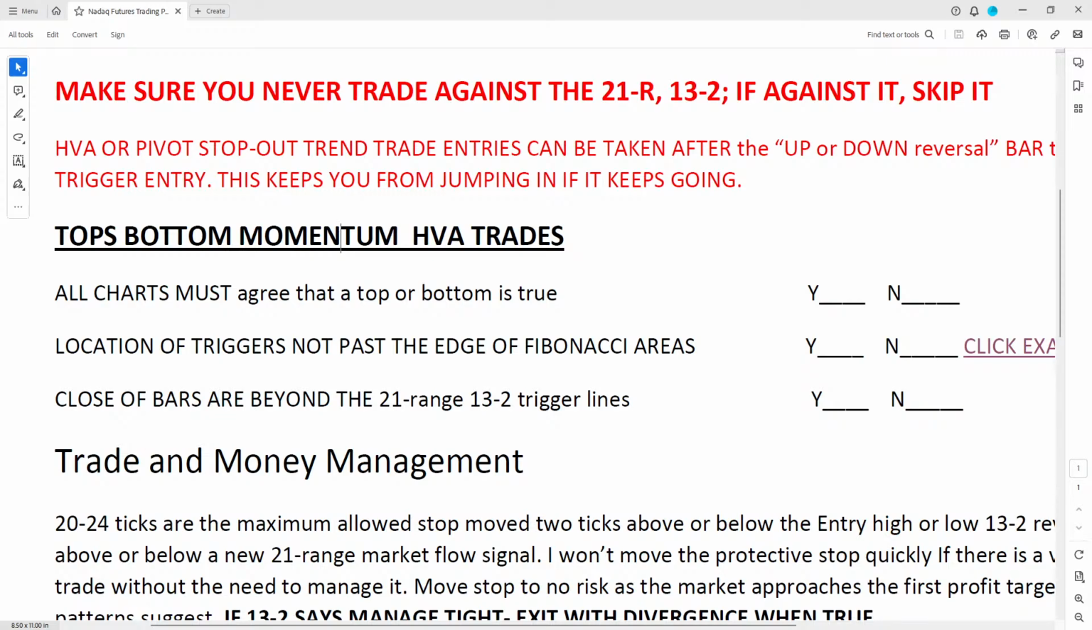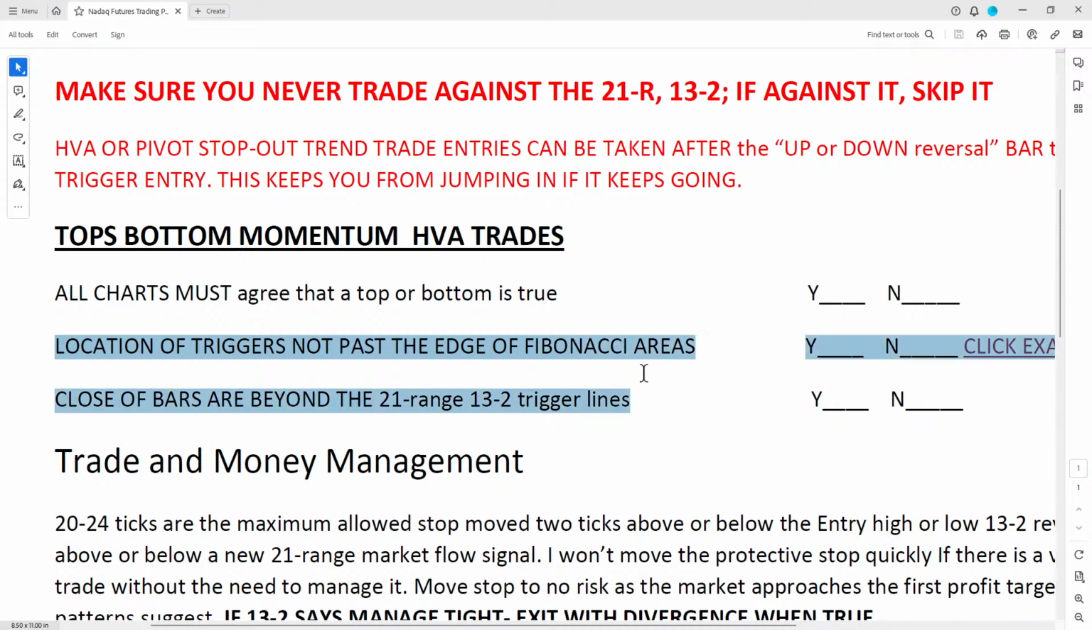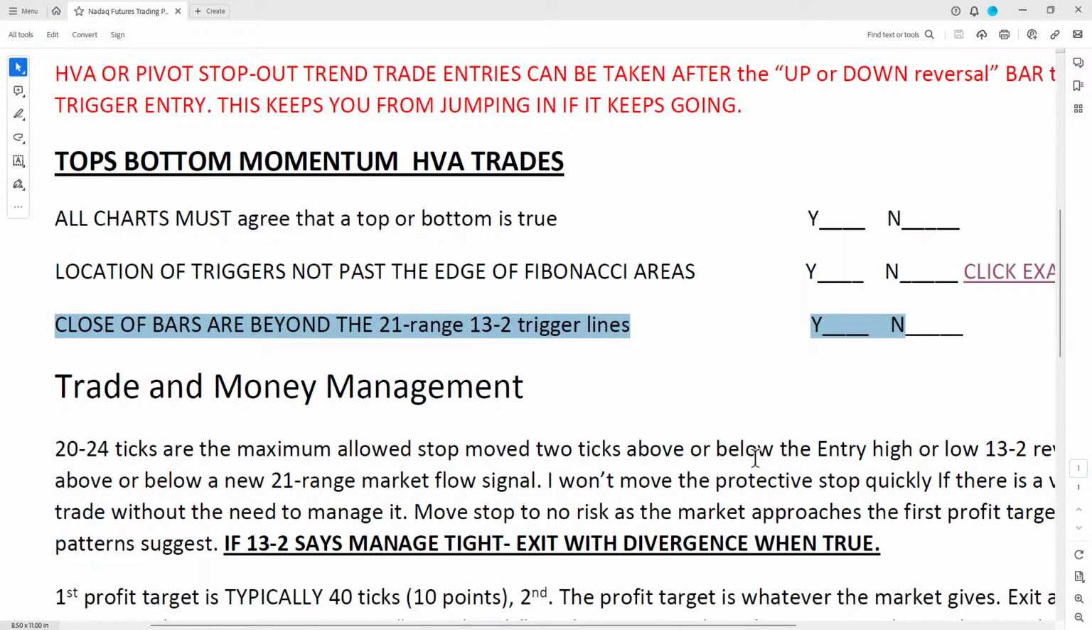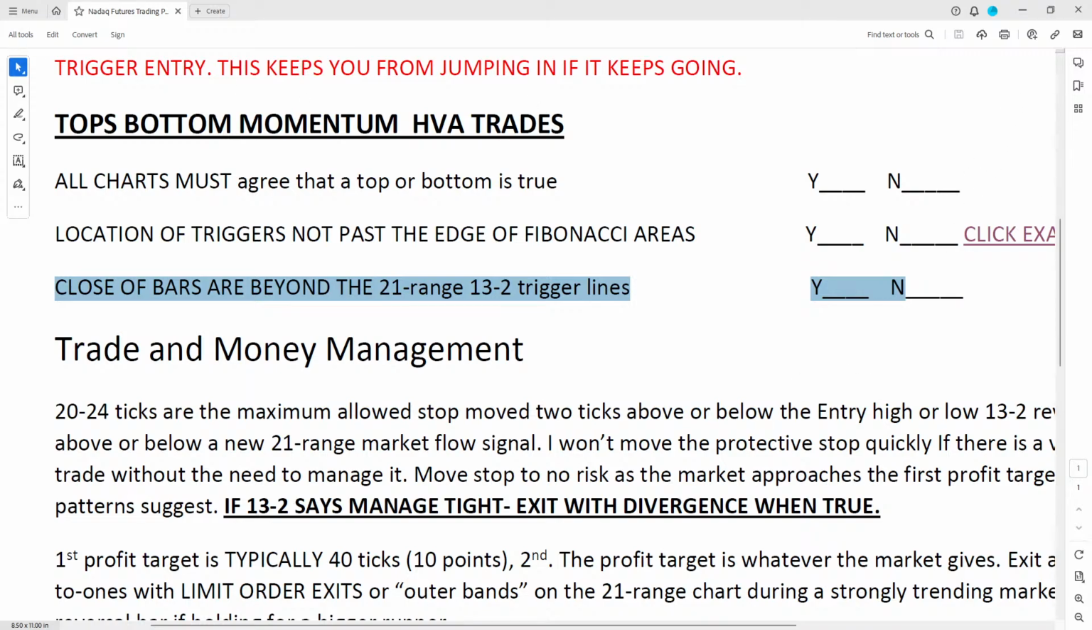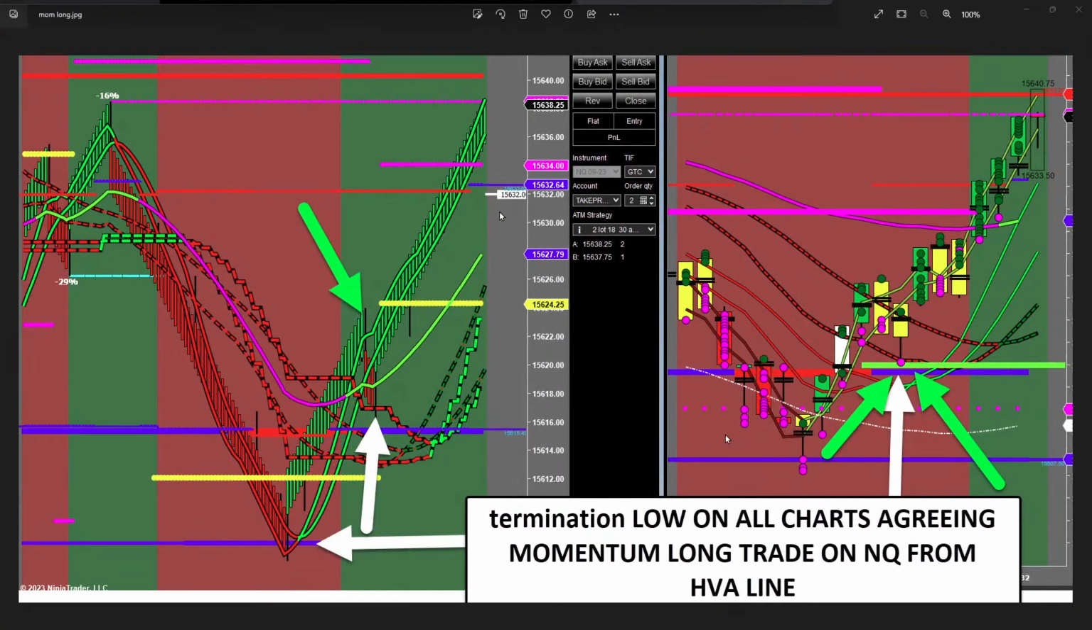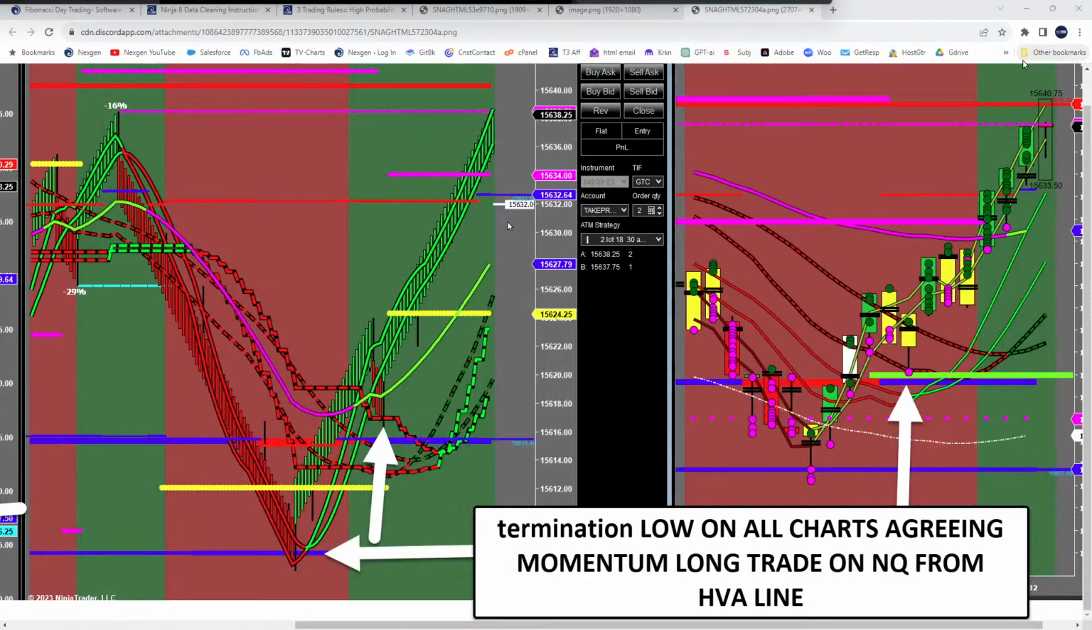And it's very simple. Every chart has to agree that the top or bottom is true. The triggers can't break the top or bottom. And you basically want the 21 range and 13.2 trigger lines to be strong. And that's it. That's the look right there. But you have to be able to step back and say the bottom is true. If the market flow helps, these are really advantageous trades.